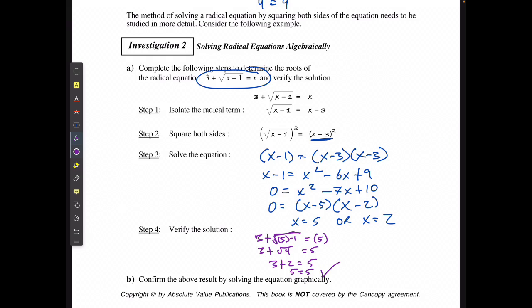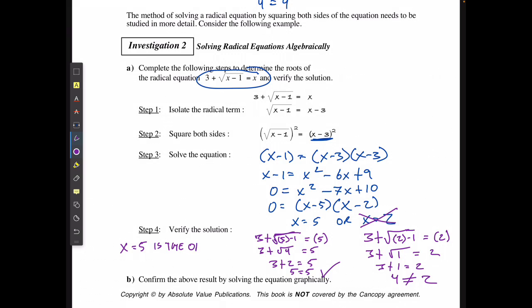Let's try the other possibility. 3 plus the square root of 2 minus 1 is equal to 2. 3 plus the square root of 1 is equal to 2. 3 plus 1 is equal to 2. 4 is not equal to 2, which means that is incorrect. X is equal to 5 is the only solution.